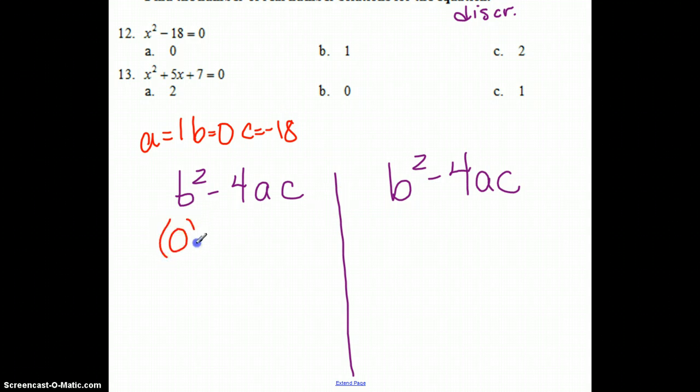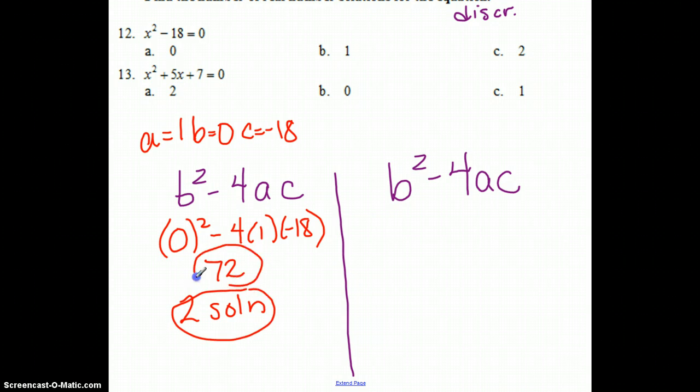So let's see, 0 squared minus 4AC. So if I was to plug that in my calculator, I end up getting a positive 72. Which means any positive answer means that you have 2 solutions. So on this one, my answer would be C.